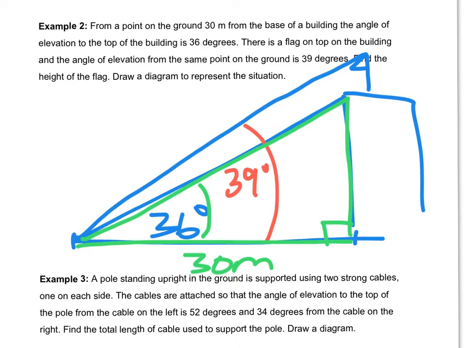Now, look at the triangle I highlight in yellow. If you use that one with the 39-degree angle, you're going to find the height up to the top of the flag. So now you have the height of the top of the building and the height of the top of the flag. If you subtract them, what's left over is the height of the flag.